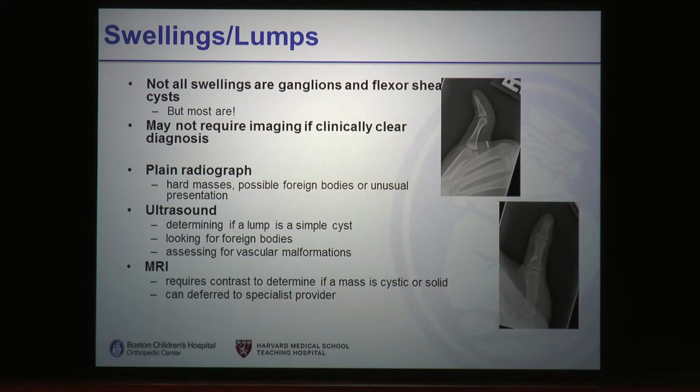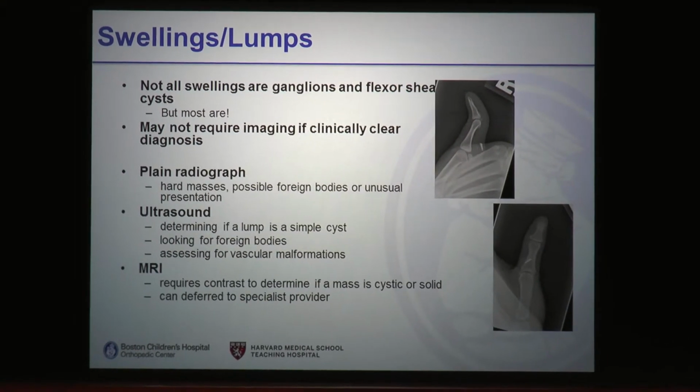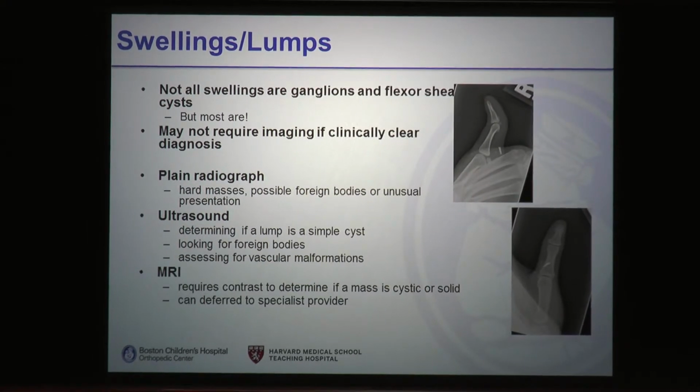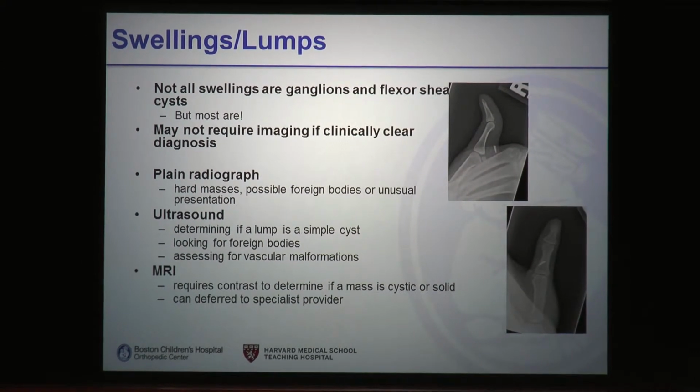MRI, if you're using MRI to assess a ganglion, really needs to be with contrast to tell you whether or not you've got a mass versus a simple cyst. And so therefore, in most scenarios, you don't need an MRI because it's probably not going to change your diagnosis unless you're happy interpreting the results of the report.